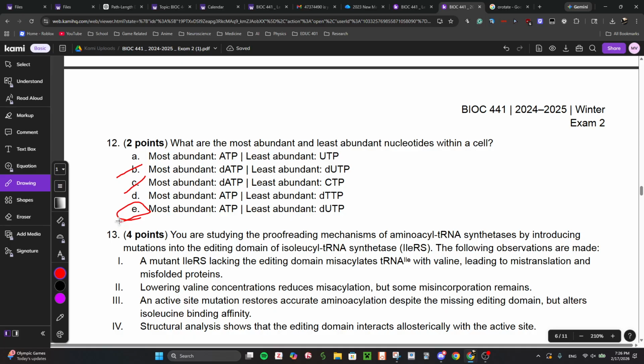And if you go back to the pathways as well, I don't even think DUTP is a thing. I think it goes down to, oh, I'm sorry, no, it does go down. It does start with DUTP, but immediately goes down to DUMP, right? And then it goes into DTMP, and then you keep going.